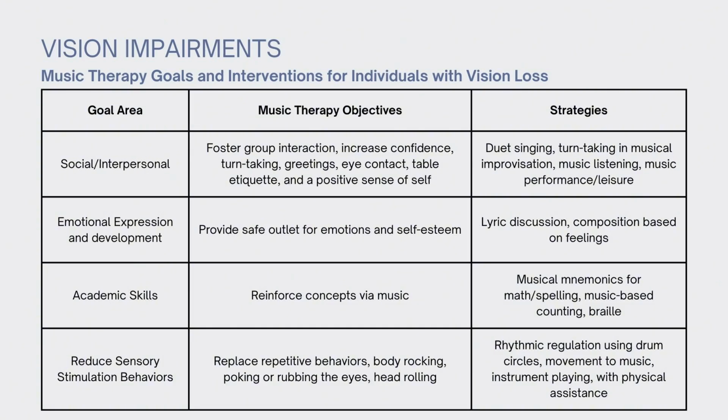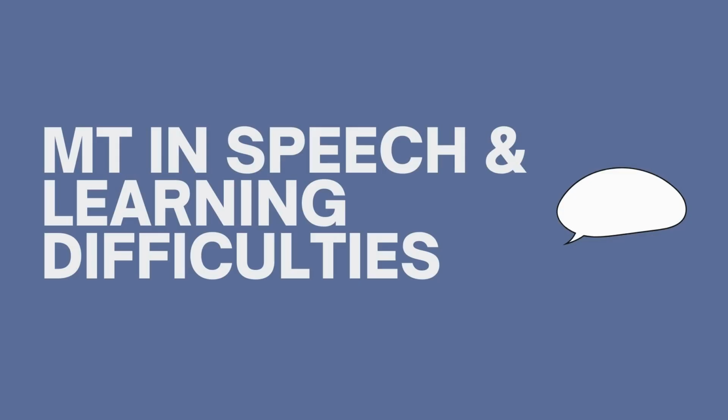As for academic skills, you can reinforce concepts via music. You can use musical mnemonics for math or spelling, and music-based counting with braille. Then reduce sensory stimulation behavior: replace the repetitive behaviors, body rocking, poking or rubbing the eyes, or head rolling, through rhythmic regulation using drum circles, movement to music, and instrument playing to replace the behavior, doing it with physical assistance.